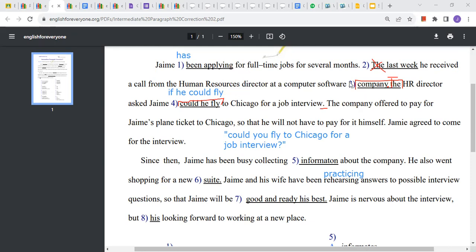The company offered to pay for Jamie's plane ticket to Chicago so that he will not have to pay for it himself. Jamie agreed to come for the interview. Since then, Jamie has been busy collecting information about the company. Is "information" spelled like this? No, we're missing an I after the T. It should be "information."